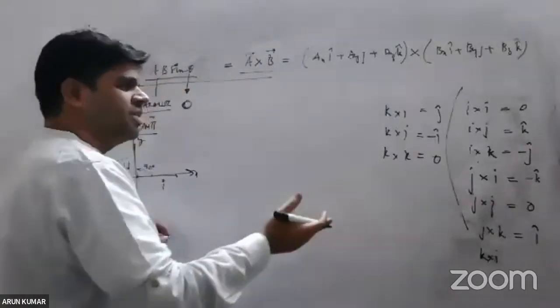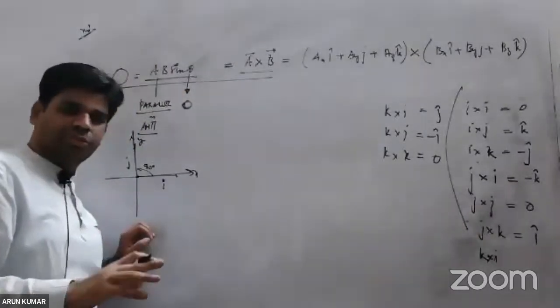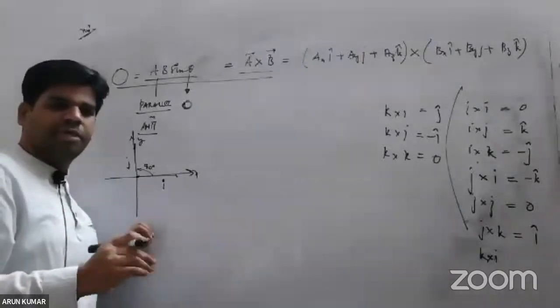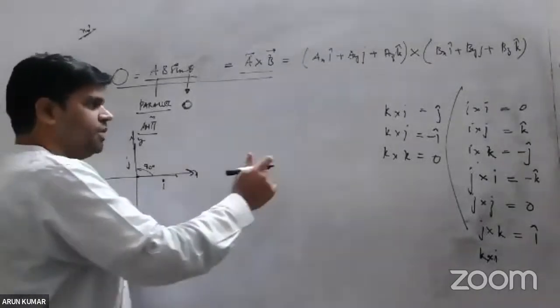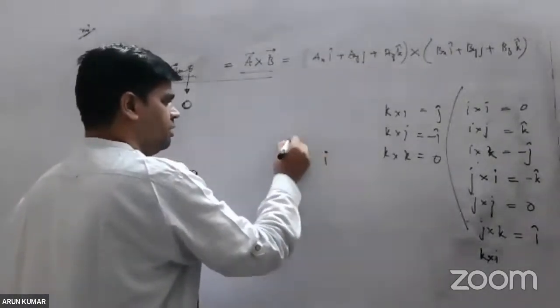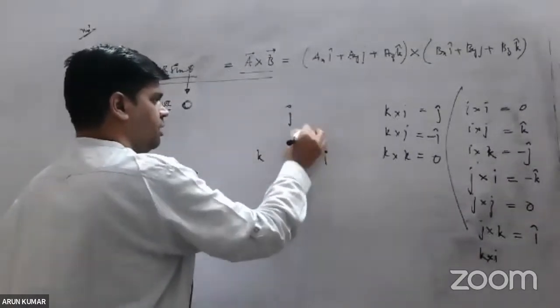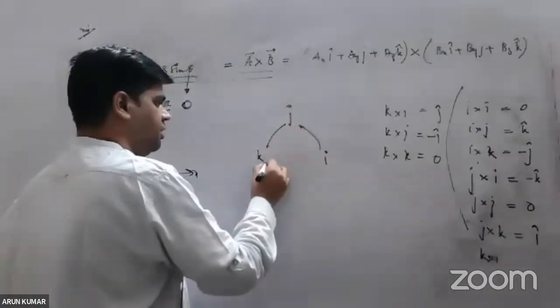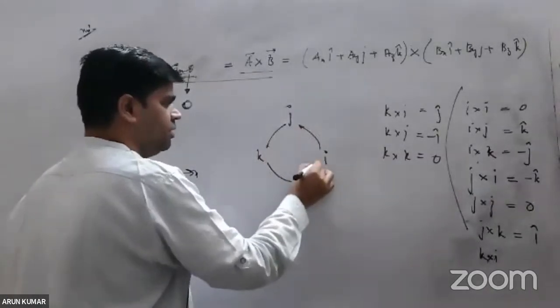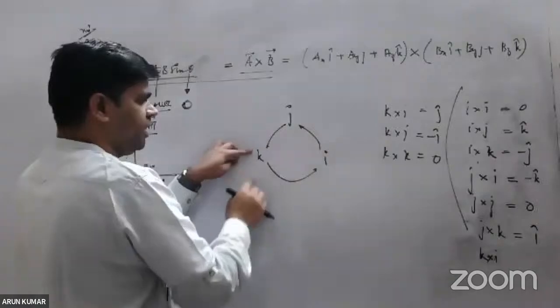So students, there is a mnemonic again, a visual mnemonic. There are some mnemonics in our physics, but they are not that important, just quick and easy to remember. That mnemonic is like this. I write I, j, k. I cross j is k. K cross I is j. J cross k is I.